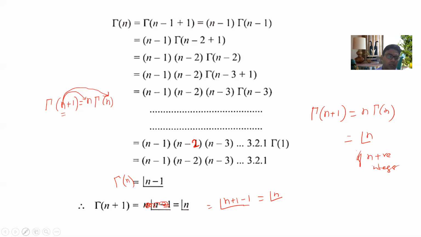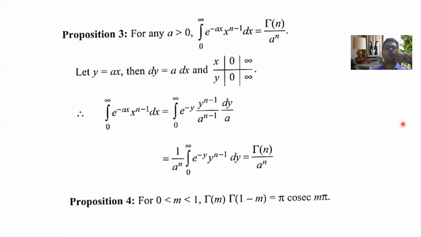If your n is a positive integer, then only you can use factorial n, otherwise you can apply the general form. Okay, this is a very, very important property for you. Now, another property, number 3: for a positive, the integral from 0 to infinity of e to the power minus ax, x to the power n minus 1, dx is equal to gamma n by a to the power n.